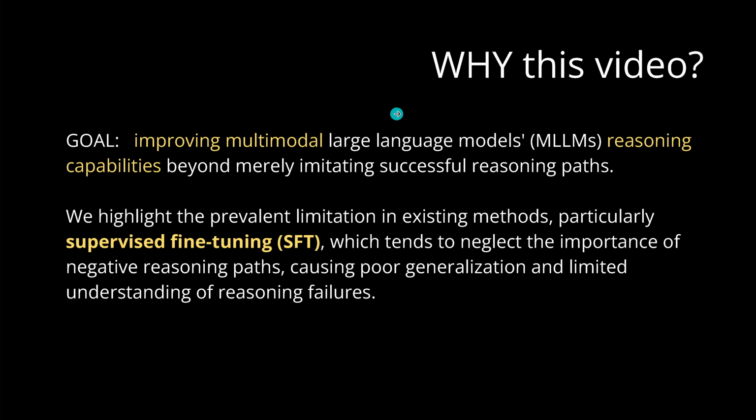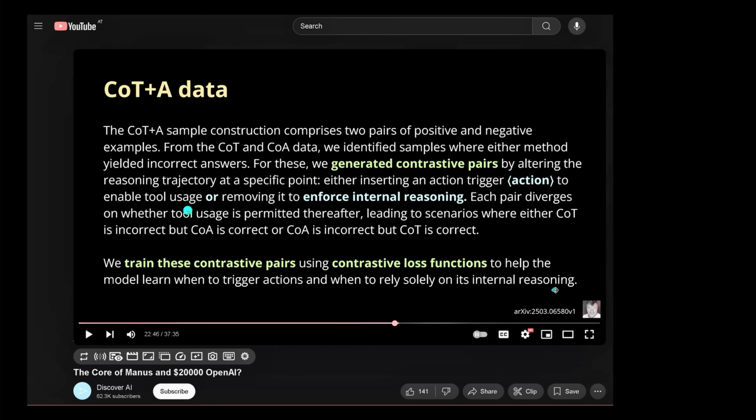Now you remember, currently our multimodal LLMs have a more or less limited reasoning capability, because we don't have this R1 really implemented on multimodal. And those that are implementing it rely on supervised fine-tuning. But this is not really great, because it has rather poor generalization and a limited understanding of reasoning failures, especially from long chain of thought. So therefore, we do need some reinforcement learning.